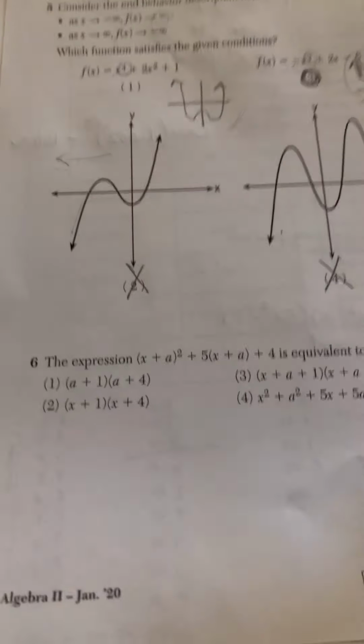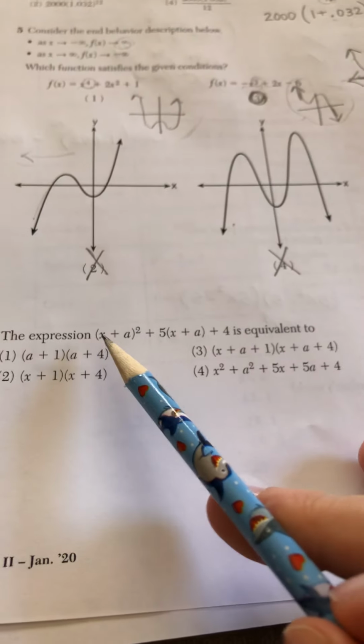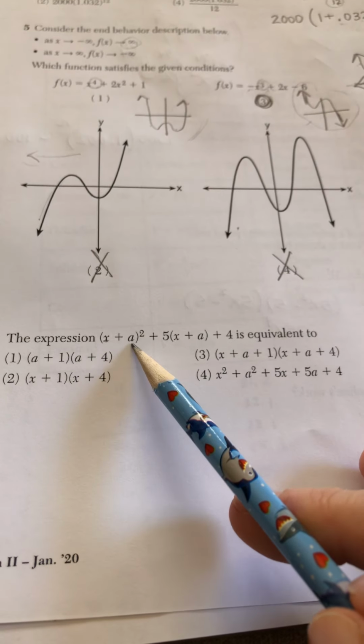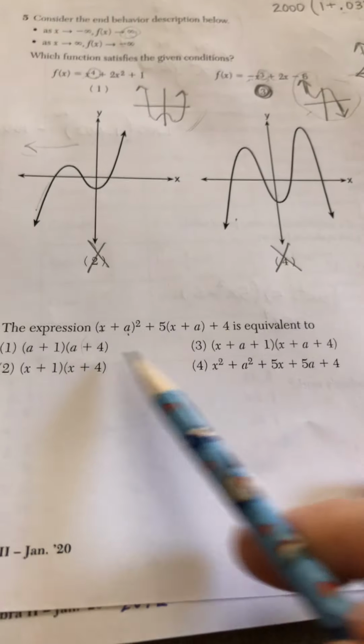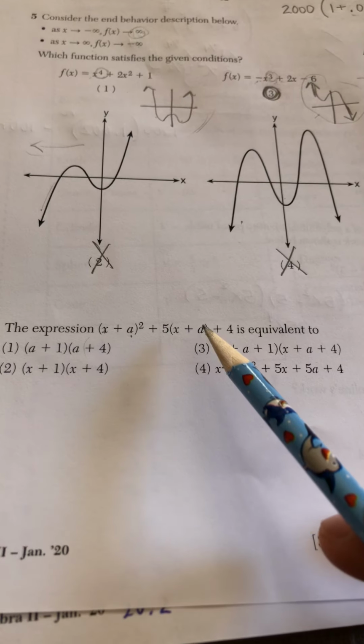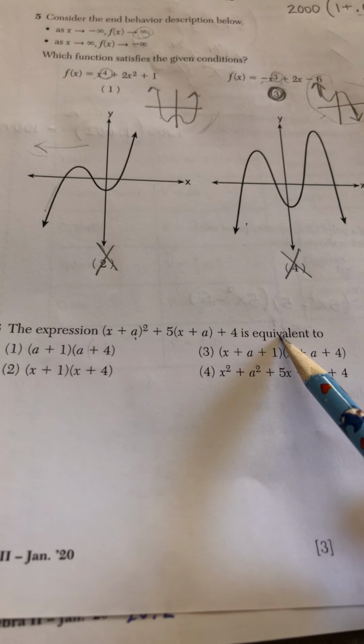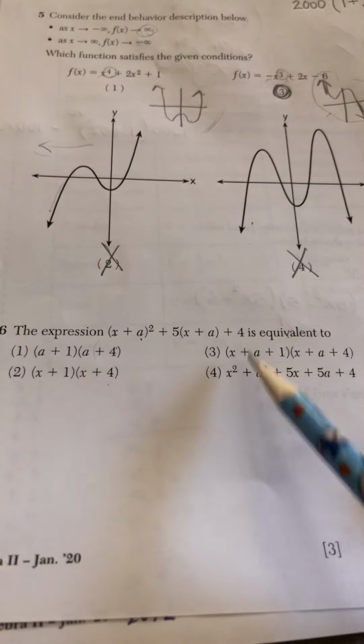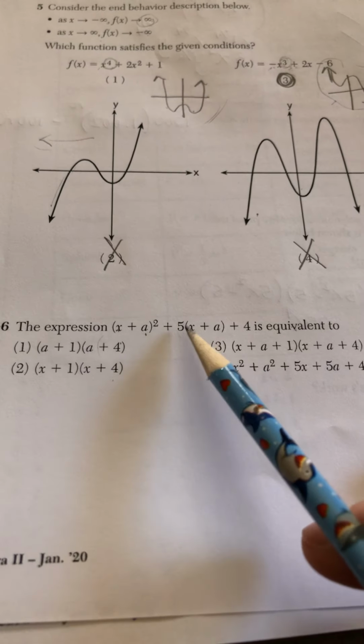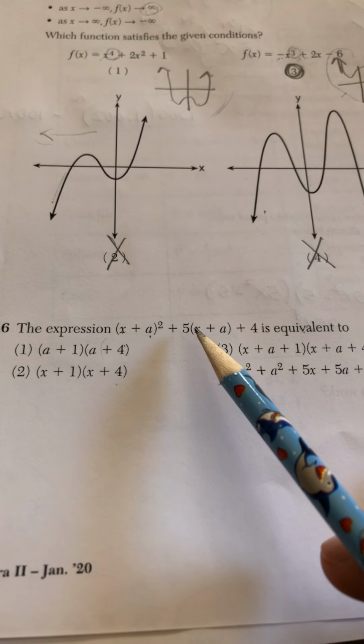And last but not least, the expression is equivalent to. Okay, you can get around this one. You can put a number in for x and you can put a number in for a. Type this in your calculator. You're going to get a nasty decimal, and we're looking for which one is equivalent. So you're going to type these in, and look which one gives you the same nasty decimal or number that you got here.